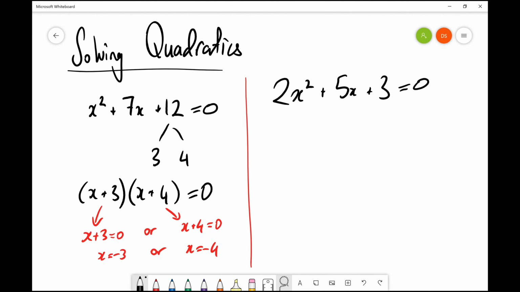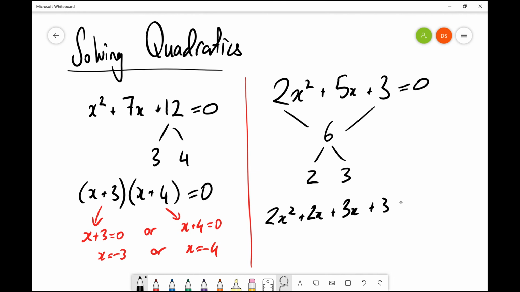What you do is you multiply this and this together to get 6, and you ask, what are two factors of 6 that add to 5? And you will go, okay, that's 2 and 3, and you can split this 5x into 2x and 3x. So it's 2x squared plus 2x plus 3x plus 3 equals 0. There's a magic line in the middle, and then you factorize each part.